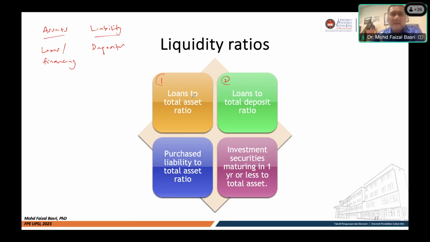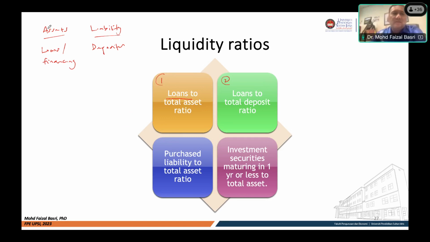So when we talk about loans to total assets, so loans tu ada dekat asset lah. You look dalam bank's statement in the asset side, and it is part of the assets. It's salah satu item dalam assets lah. So it means the portion of loans and financing in the assets, and then dia akan bahagi dengan total assets, maknanya divide by, ratio dia lebih kurang macam ni, loans divide by total assets.